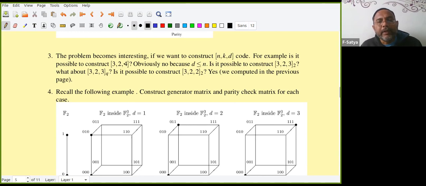Right? It cannot be 4. Distance cannot be 4. N, K, D. So D is always less than or equal. So is it helping you? Yeah.